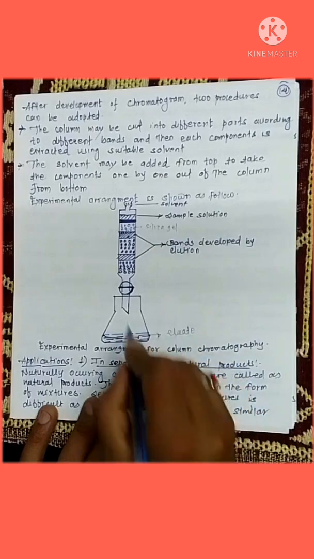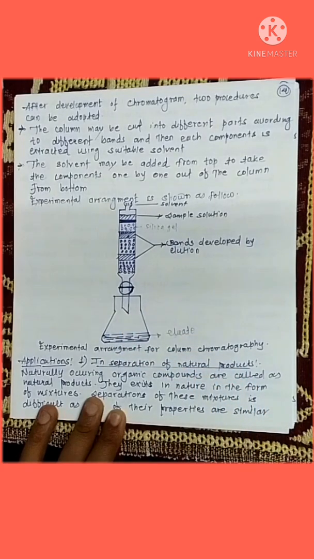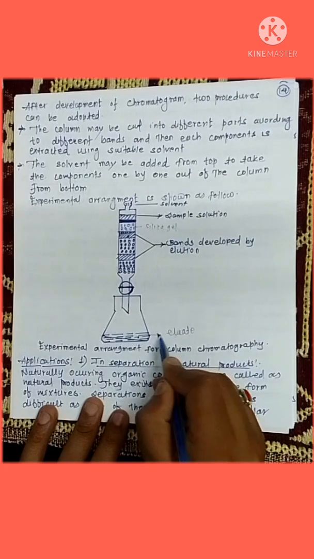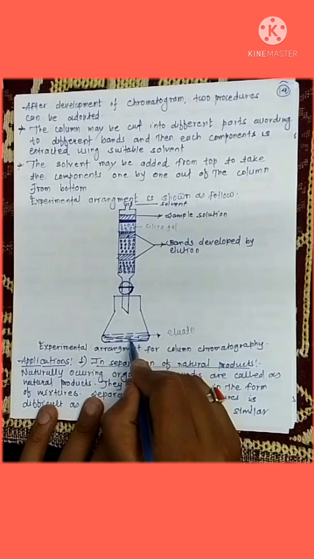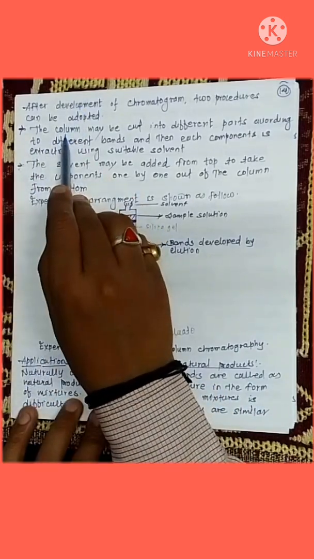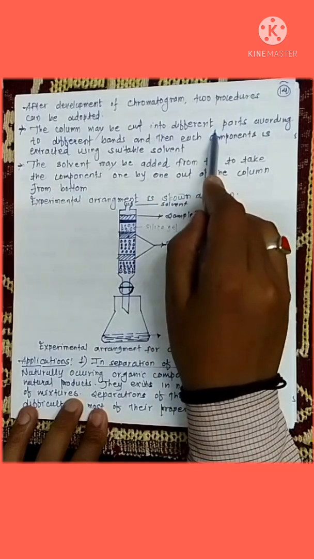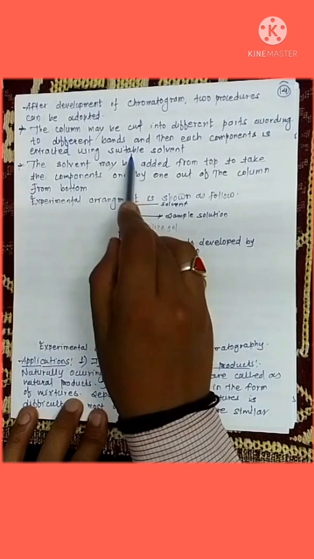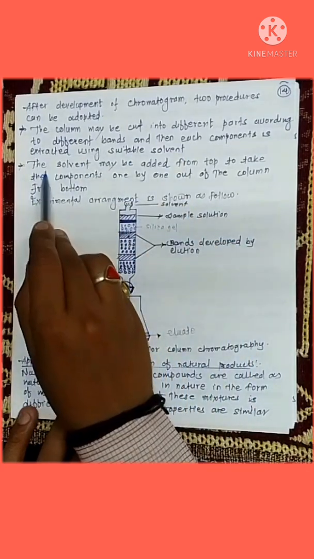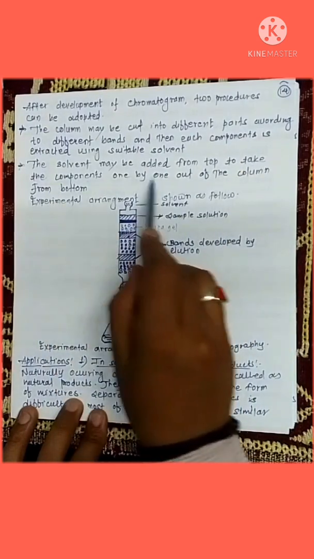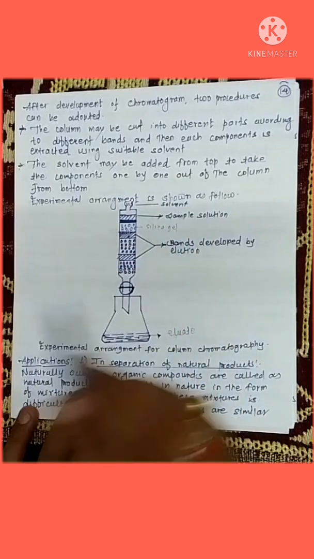This eluate is basically collected in a conical flask or round bottom flask. The column may be cut into different parts according to the different bands, and then each component is extracted using a suitable solvent. The solvent may be added from the top to take the components one by one out of the column.